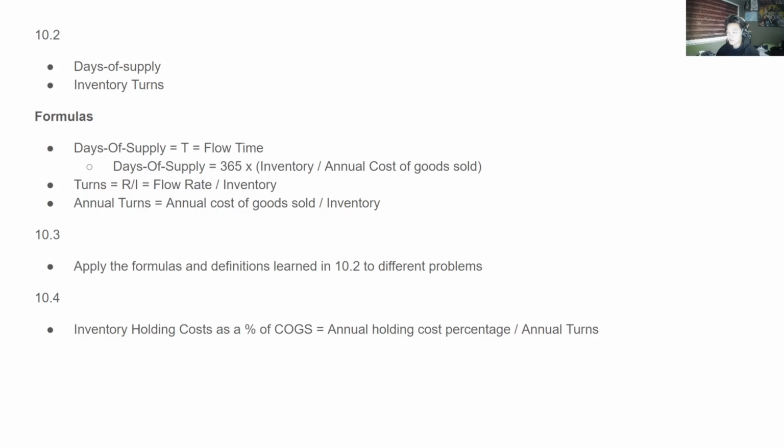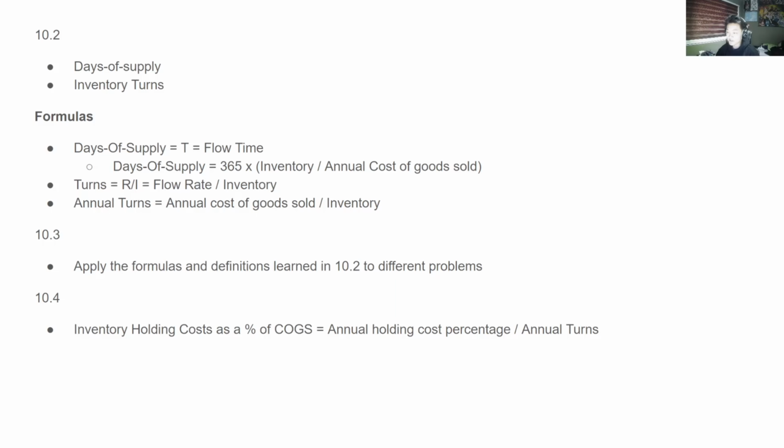Inventory turns are going to be the flow rate divided by inventory, and annual turns are going to be the annual cost of goods sold divided by the inventory. In 10.3, it was mostly focused on applying the formulas and definitions that we were given and applying them to different scenarios. In 10.4, I think the main thing to take away is that the inventory holding cost as a percentage of cost of goods sold is the annual holding cost percentage divided by the annual turns.